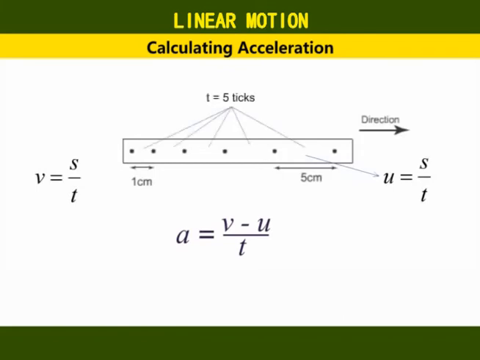There are 5 ticks from the first dot to the last dot. However, these 5 ticks are not the time we want. As we mentioned, time taken is the time between the initial velocity u and the final velocity v. The question is, where are u and v? Since u and v are average velocities, they are in the middle of the ticks. For example, u is in the middle of the first tick and v in the middle of the last tick. So the time between u and v is 4 ticks. This step is very important in finding acceleration and is the major source of errors among students.